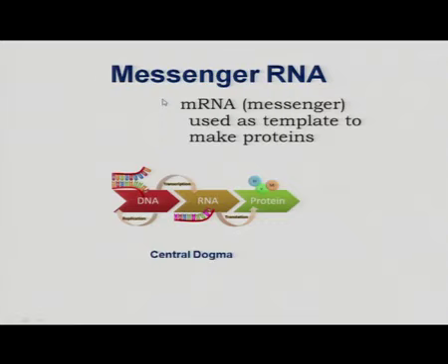Starting with messenger RNA, as we know, messenger RNA is used as a template to make proteins. Why is messenger RNA used as a template to make protein? What is there in the messenger RNA which helps the cells to make the protein? This is a typical diagram of the central dogma, you can see in the slide. This can be explained here also.